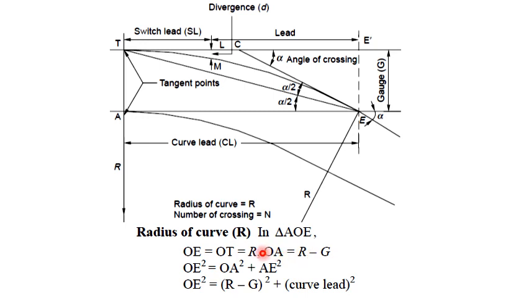Radius of curve can be obtained by considering the triangle AOE. O is somewhere here and E is here. In that triangle, the right angle is at the point A. So we can write that OE square is equal to OA square plus AE square. So that can be written as OE square is equal to R minus G the whole square plus curve lead the whole square.